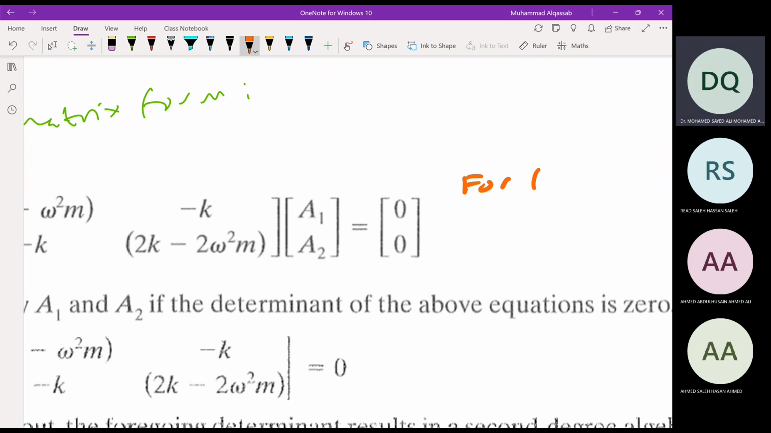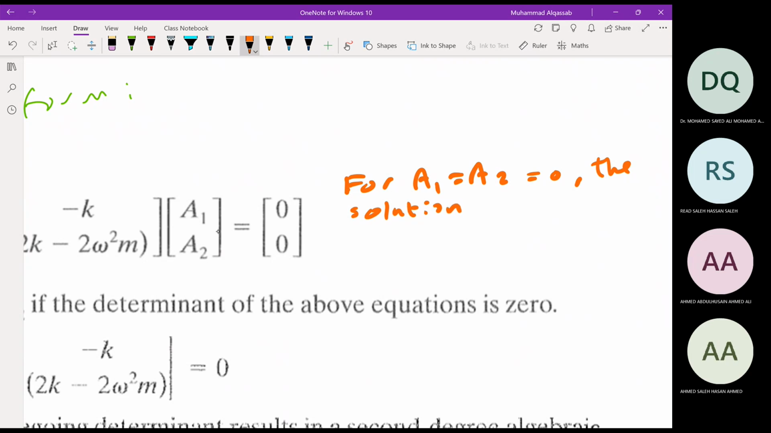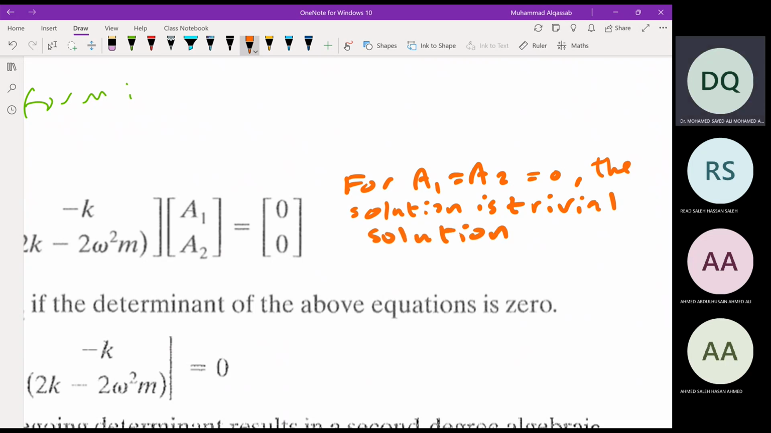So for A1 equal to A2 equal to 0, this is a solution, but it is not the one we want. The solution is called the trivial solution. So what is the other solution? The trivial solution means there is no vibration. If A1 equal to A2 equal to 0, there is no vibration.